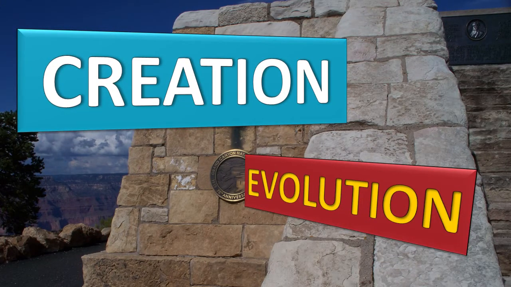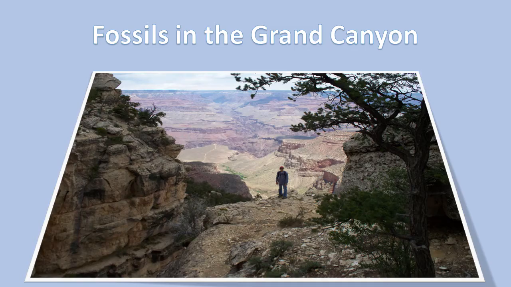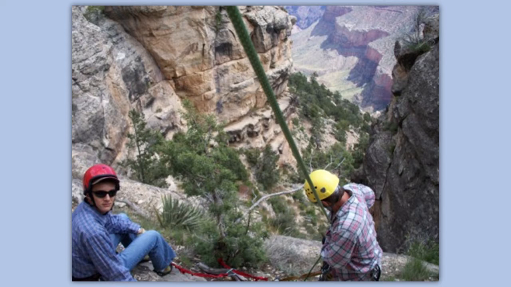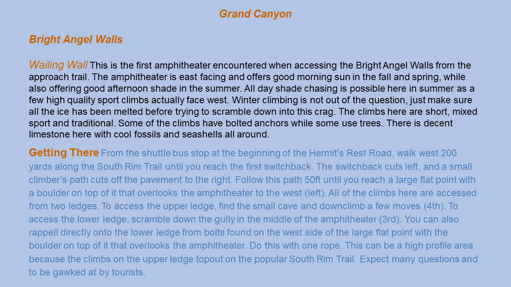I'd mentioned that we had seen fossils when we were rock climbing at Bright Angel Wall in the Grand Canyon on the South Rim. We learned about the climbs. One was the Wailing Wall. This is the first amphitheater encountered when accessing the Bright Angel Walls from the approach trail. The amphitheater is east-facing and offers good morning sun in the fall and spring. The climbs here are short, mixed sport and traditional. There is decent limestone here with cool fossils and seashells all around.